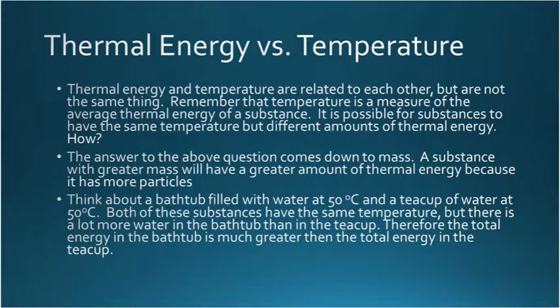Think of a bathtub filled to 50 degrees Celsius with water at 50 degrees Celsius and a teacup of water at 50 degrees Celsius. Both of these substances have the same temperature, but there's a lot more water in the bathtub than in the teacup. Therefore, the total energy in the bathtub is greater than the total energy in the teacup. You can also think of it this way: the bathtub will take a lot longer to cool down to room temperature, whereas the teacup will probably be cold within the hour.